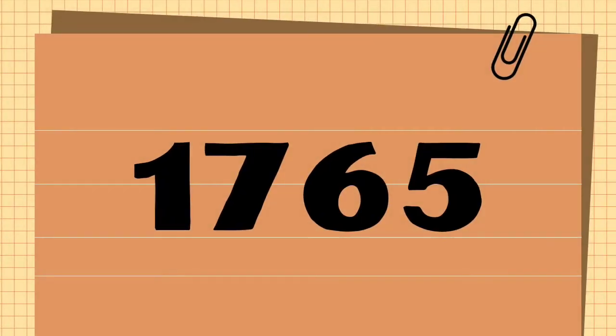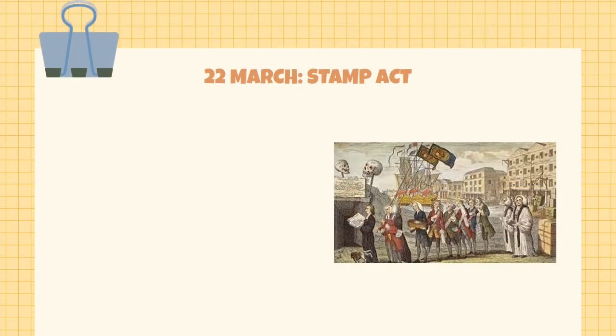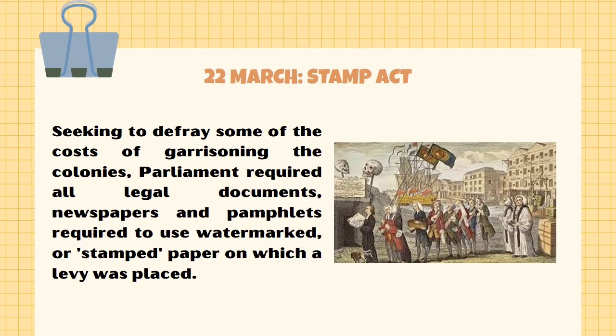Let us now move forward to year 1765. In March 22, the Stamp Act. Like the Sugar Act in 1764, the Stamp Act was imposed to provide increased revenues to meet the cost of defending the enlarged British Empire.